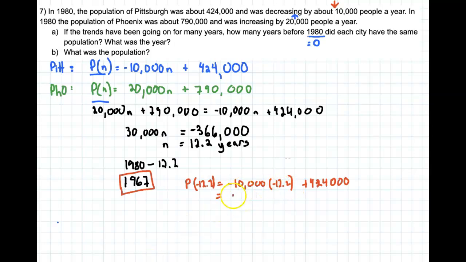Well, that's kind of easy. It's going to be positive 122,000, plus 424,000, which if we combine them, we get 546,000. Okay, so back in 1967, they had the same population at 546,000. Right? All right.